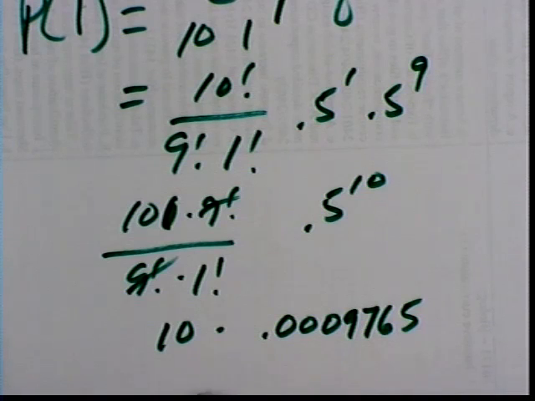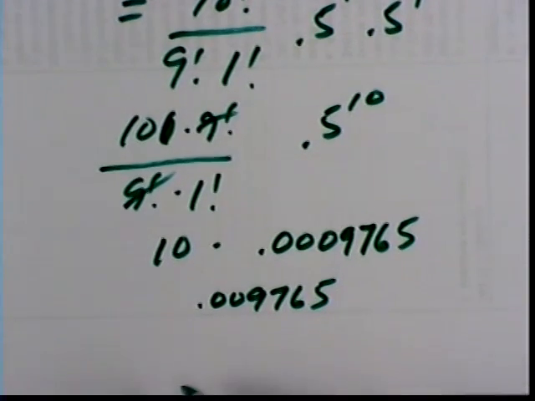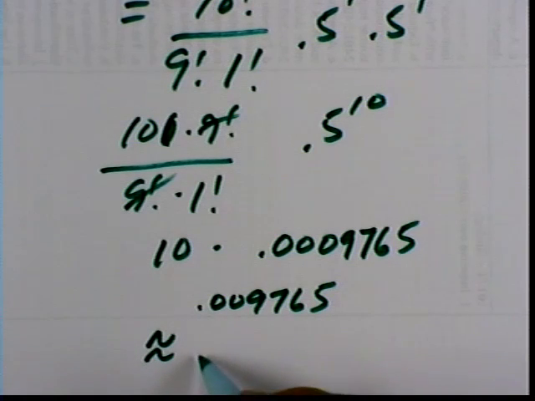So that's going to give me 0.009765, which, if you round this off, is going to be close to 0.01. Sorry about that, let me get that up where you can see it. That means that about 1/100th of the time you would expect to flip a coin 10 times. If you did it 100 times, flipped a coin 10 times, then in 1 out of 100 of those trials you would expect to get only 1 head.